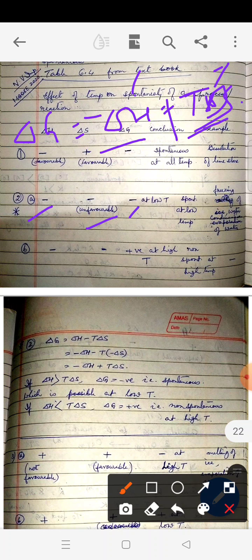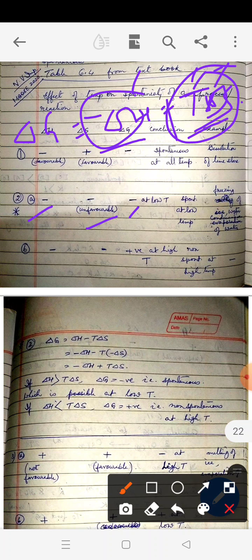Now delta H and delta S are not in our hand. What is in our hand is T. Now how can I make this factor lower than this factor? If T is small, then you can see here delta G will be negative only at low temperature.